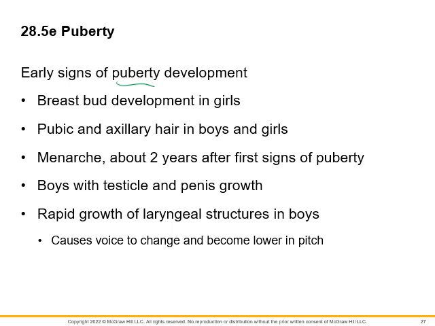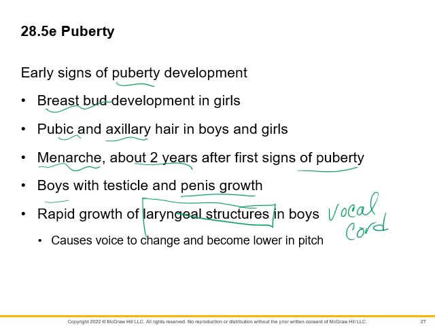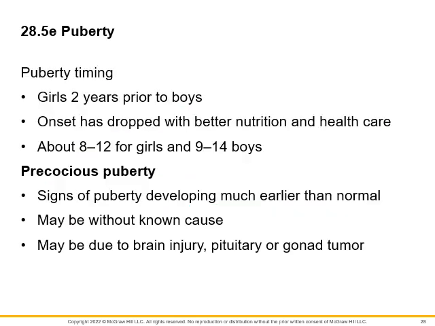Early signs of puberty, you can see breast bud development, pubic and axillary hair in boys and girls. First menstruation, menarche, about 2 years after the first sign of puberty. Boys, you're going to see testicle and penis growth. And then structural changes in the larynx. So more to do with the vocal cords, right? So that deepening of the voice. Females do mature a little bit faster than boys in terms of the timing of puberty. Here are those ages that I was trying to recall.